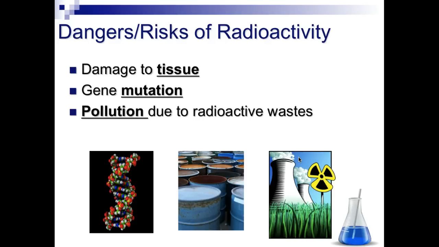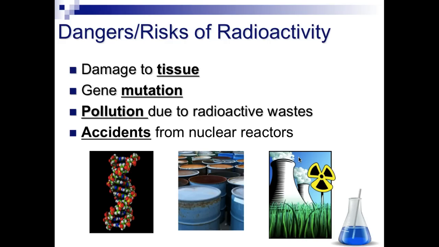Pollution due to radioactive waste. This is what we saw at Three Mile Island and Chernobyl, when those two meltdowns happened. A lot of people got sick because they were exposed to the radiation, and a lot of crops were killed because of radioactive pollution.